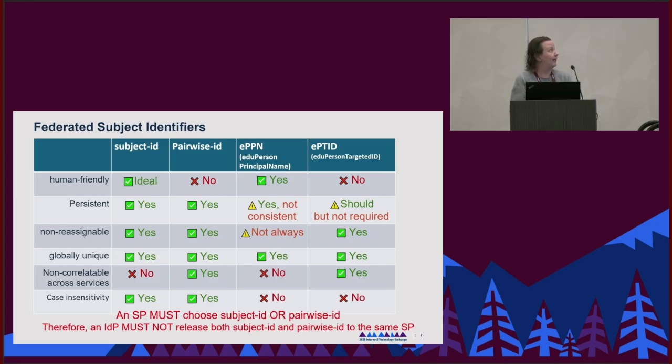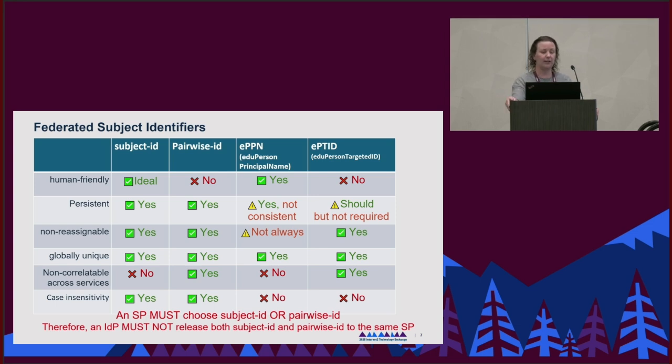So this grid compares some of our current federated subject identifiers to the new ones. Subject ID ideally would be human-friendly, but that's mostly for administrative use, so admins can interact with it. It should be persistent, non-reassignable, globally unique, and of course by design, it is meant to be correlatable across services, or more personalized, and it is case insensitive, which is a change from some of our other ones. So EPPN, or eduPersonPrincipalName, for example, is used a lot in situations where we would expect subject ID to be used in the future.